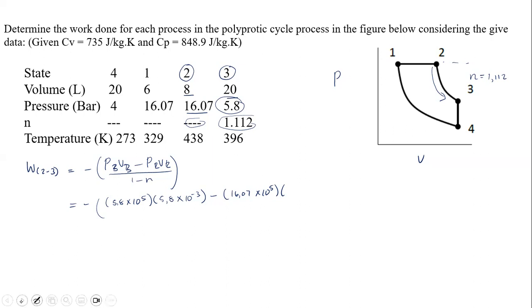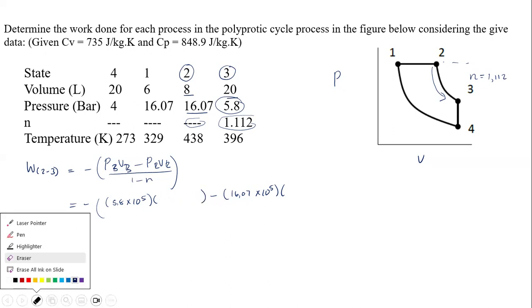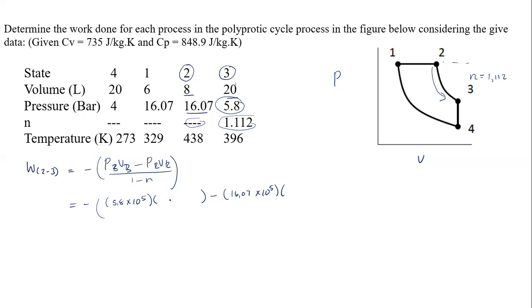Did I do, oh, here I did it wrong. It's supposed to be V3, I repeated this twice. So V3 is 20, so we have 20 times 10 to the power of negative 3. Let me confirm the P2 is this one, V2 is that one, and then the P3, V3, and then the P2 is this one and that one. So there we have this, and then we're going to have 8 times 10 to the power of negative 3, close my bracket, divide by 1 subtract our polytropic index. It is provided to be this number over here, which is 1.112.